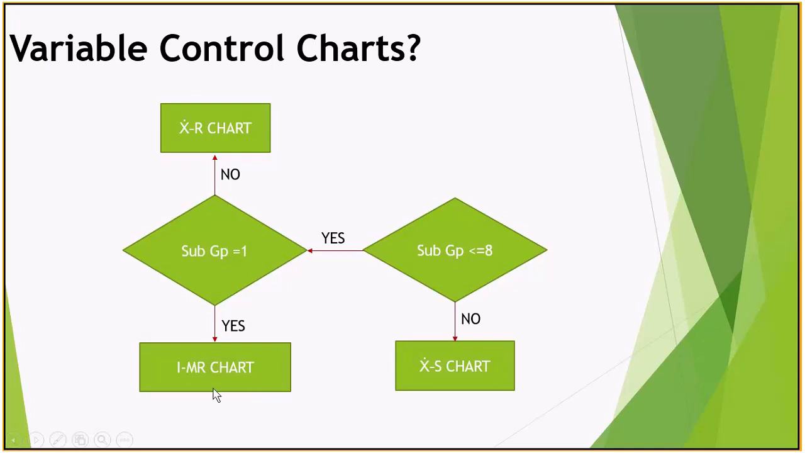So today I will talk about the X bar S chart, when your subgroup size is greater than 8. Sorry, greater than 8, not equal to 8. If it is greater than 8, then you have to use the X bar S chart. Greater than 8 means when your subgroup size is 9 or more, in a simple way. Okay, let's move on.